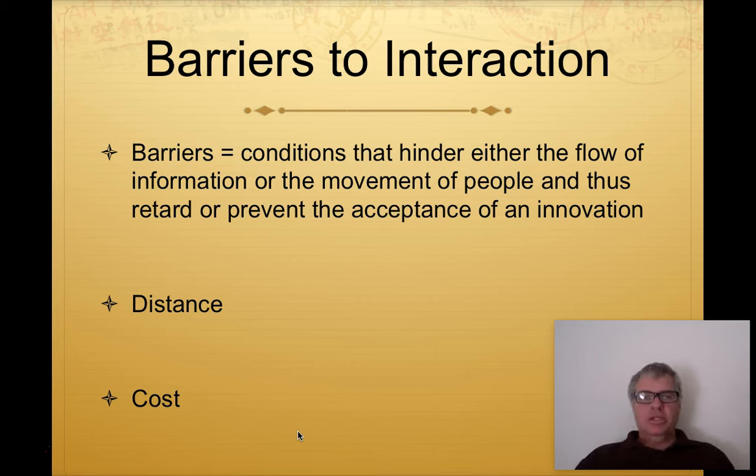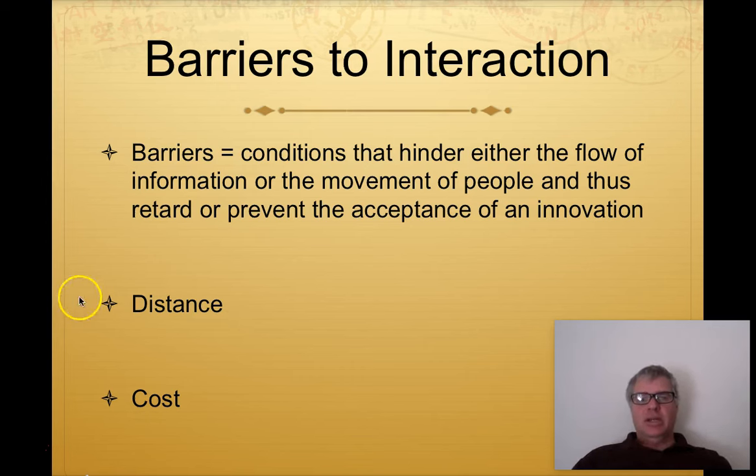And this then leads us to barriers to interaction, why there sometimes isn't interaction across space. So barriers here are conditions that hinder either the flow of information or the movement of people, and thus, this is actually from the book, they use the word retard or prevent, the acceptance of an innovation. So in other words, like in the last module, I talked about blues music, right? And the way in which that diffused in the 1930s or so as a part of the Great Migration.